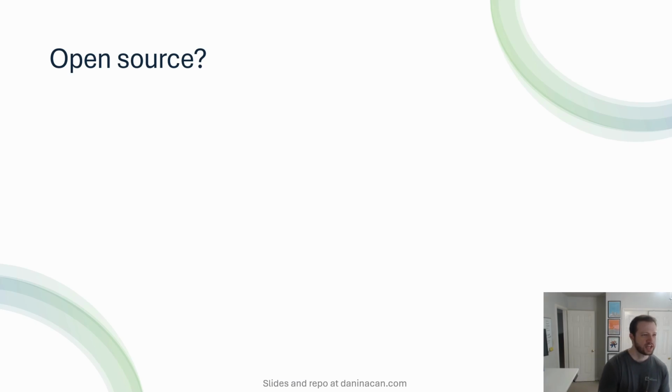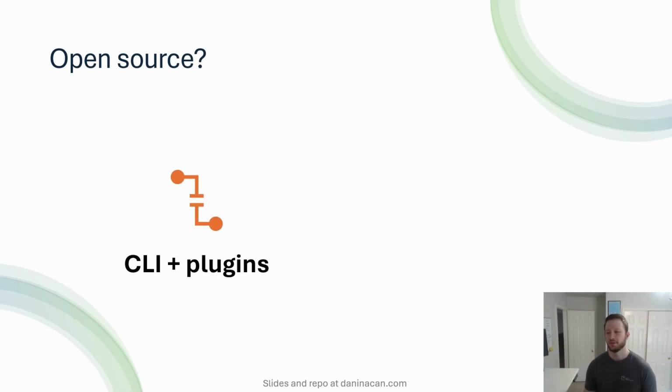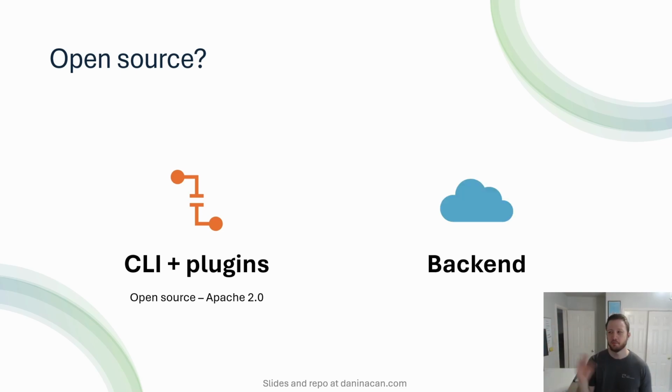Okay, so is Pulumi an open source tool? The CLI and the plugins that I just mentioned are both completely open source, under Apache 2.0. The part about the state, comparing the JSON files, that's called the backend. The default is Pulumi Cloud. That is free for individual use, but it's paid otherwise. That is not open source. That's proprietary and, like I said, paid.